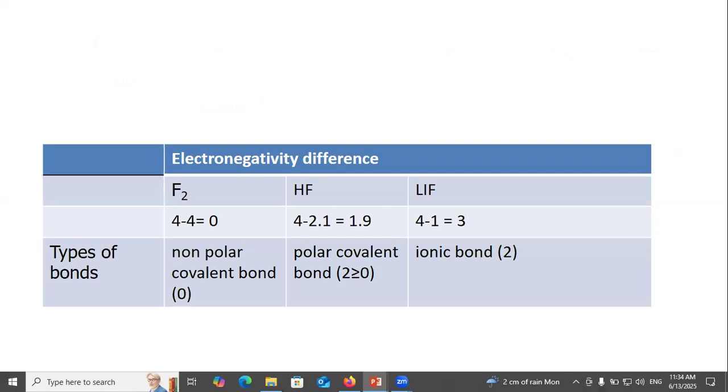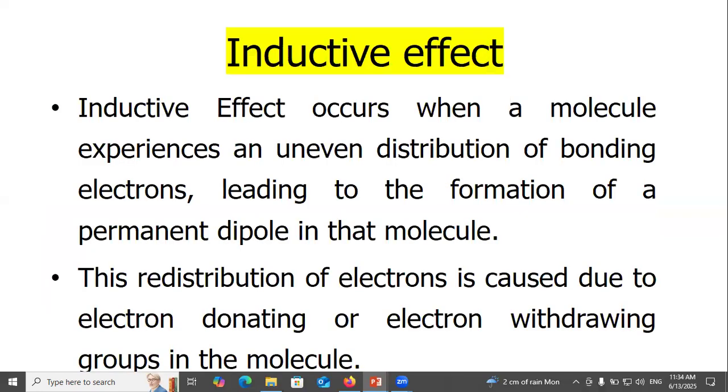Electronegativity difference and types of bonds. In the case of fluorine, the electronegativity of fluorine is 4, so 4 minus 4 is 0, a non-polar covalent bond. In the case of hydrogen fluoride, the electronegativity of hydrogen is 2.1, so 4 minus 2.1 is 1.9, a polar covalent bond. A polar covalent bond has an electronegativity difference greater than 0 and below 2. In the case of lithium fluoride, the electronegativity of lithium is 1, so 4 minus 1 is 3, an ionic bond.